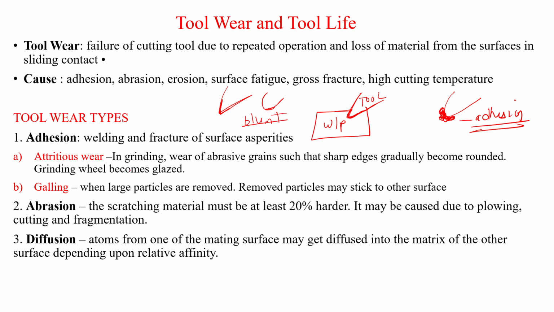The other is galling. What is galling? When large particles are removed, the removed particles stick to the other surface. As I told previously, when you are removing some workpiece material, instead of going away, it adheres to the tool surface. This is called galling. So in adhesion we have two kinds of wear: adhesive wear, in which the tool edge becomes blunt, and galling, in which the workpiece material gets welded to the tool material. Now, the second type of wear is abrasion. What is abrasion?